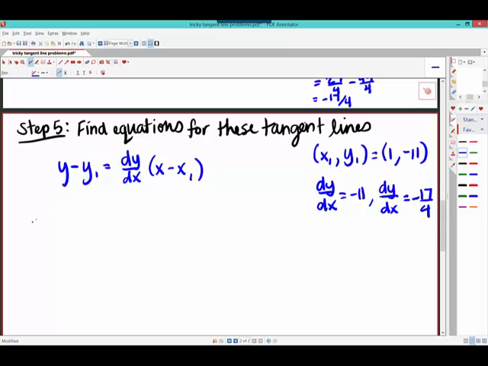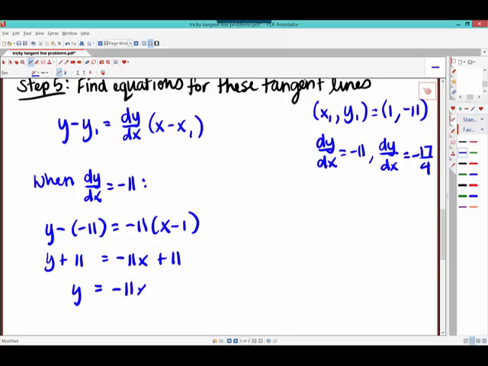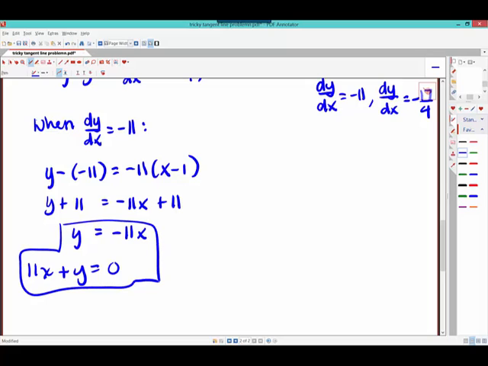So when dy/dx is negative 11, we have y minus negative 11 is negative 11 times x minus 1. y plus 11 is negative 11x plus 11. The 11's zero out, and you're left with y is negative 11x. And if you put it in general form, you'll have 11x plus y is 0. That's your first tangent line.